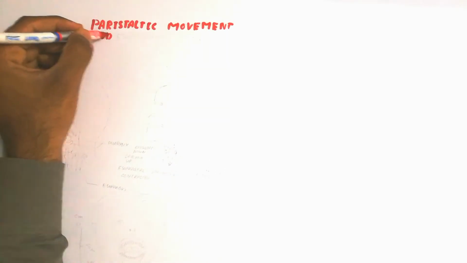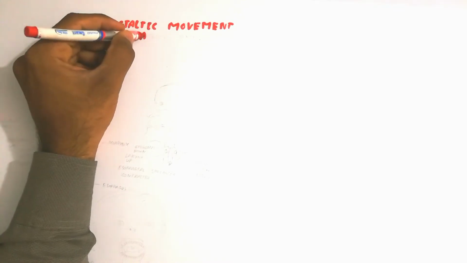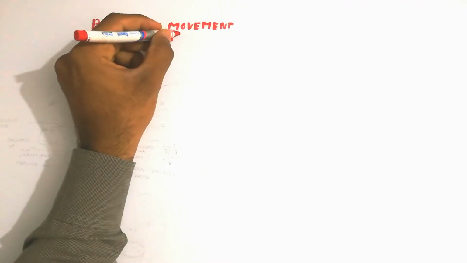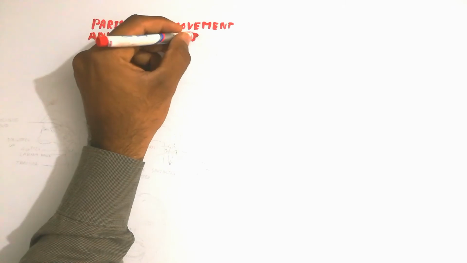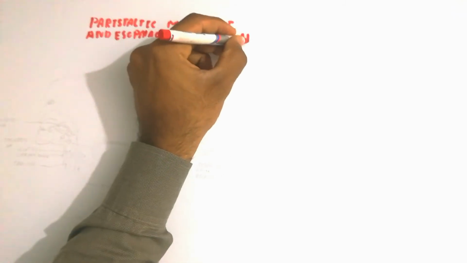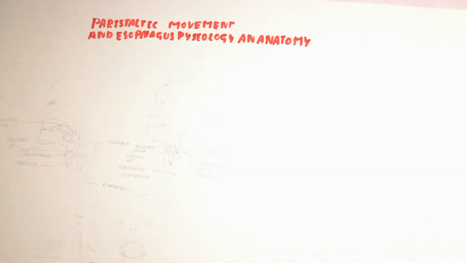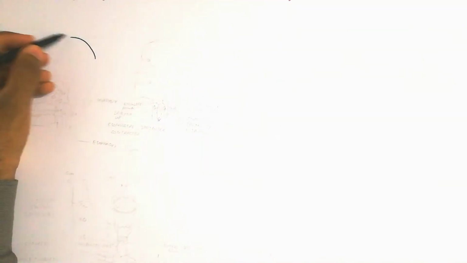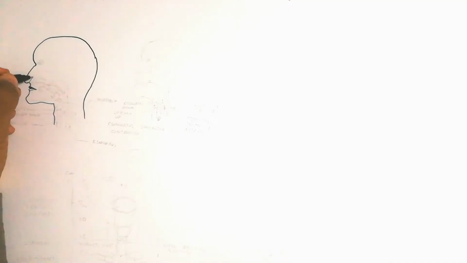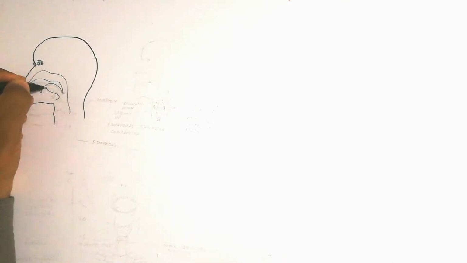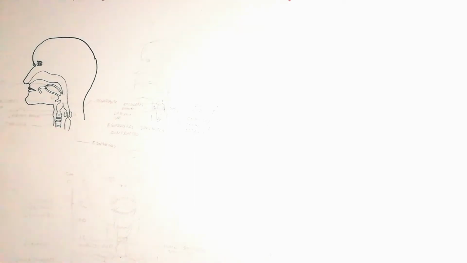In this video, we will talk about the peristaltic movement and esophagus physiology and anatomy. So here we will start. Peristaltic movement is the movement of the bolus, the masticated food, entering into the esophageal tract. It is known as peristaltic movement, produced by the contraction and relaxation of the circular and longitudinal muscle.